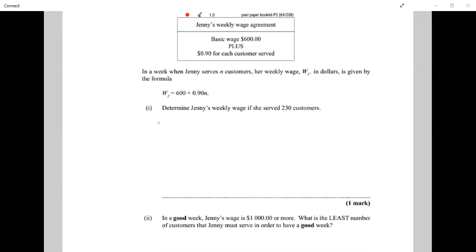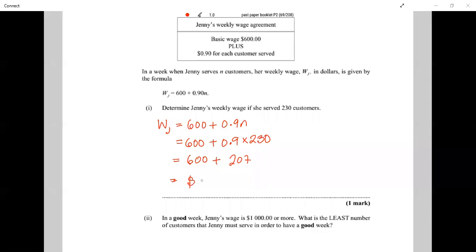All right, so Jenny's weekly wage would be equal to 600 plus 0.9N, where N is the number of customers she serves. So when N is 230, the answer would be 600 plus 0.9 times 230. We could just put this in our calculator and press equal. This is 600 plus 207. So for that week, Jenny would have earned $807.